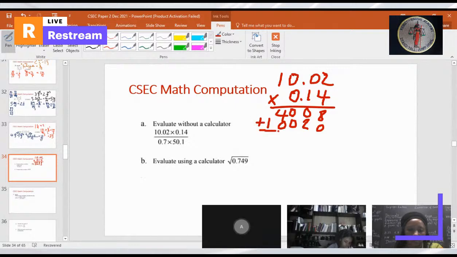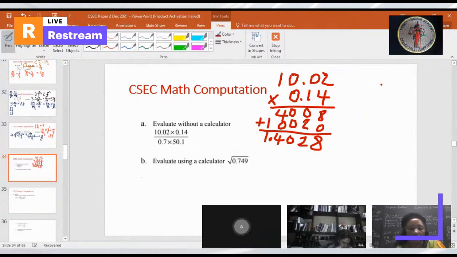Then 8 plus 0 is 8. 0 plus 2 is 2. 0 plus 0 is 0. 0 plus 4 is 4. And 1 plus nothing is 1. And then there's 4 decimal places, so it would be 1, 2, 3, 4 behind the 1. Okay.